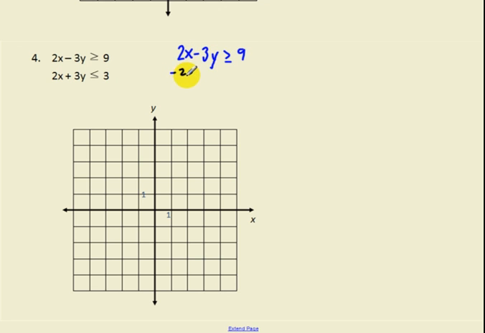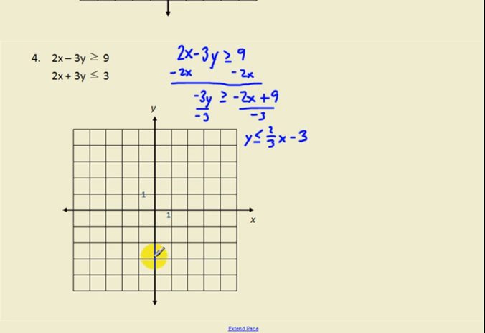So I'm going to subtract 2x from each side, and then we get, don't forget your negative, negative 3y greater than or equal to negative 2x plus 9, and then divide by negative 3, which gives us y. And then because we divided each side by a negative, we need to reverse that symbol and make it less than or equal to. Negative 2 over negative 3 is a positive 2/3 x, and then 9 divided by 3 is a negative 3.